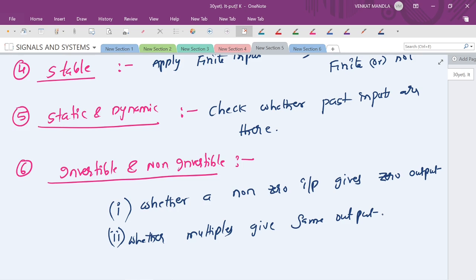Okay. This is the summary of classification of systems. So with this, I concluded the classification of systems. Okay. You practice all the problems on this classification of systems, then you will get clarity.